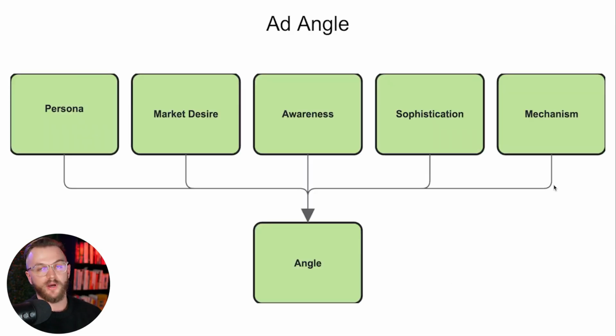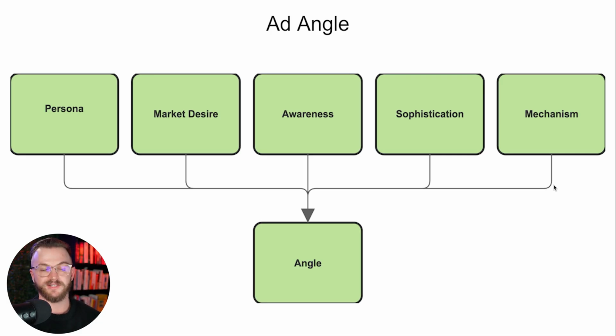Okay. And real quick on an ad angle, this is how we define an ad angle and how you can come up with your ad angles. It comes down to defining your persona. So who is the customer you're trying to go after? And there's multiple personas that you can likely target that are going to be relevant for your business. Then you're going to have your market desire, right? So what is it they ultimately desire about your product or service?